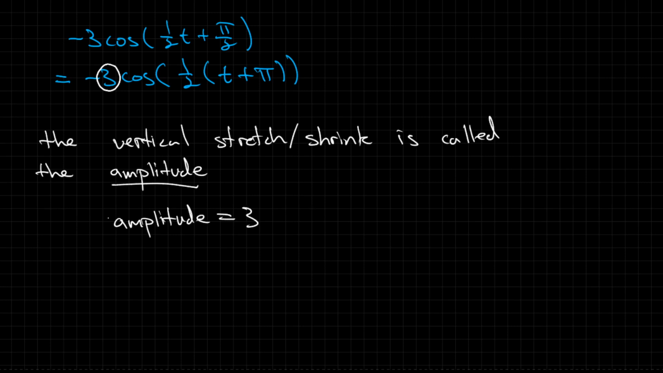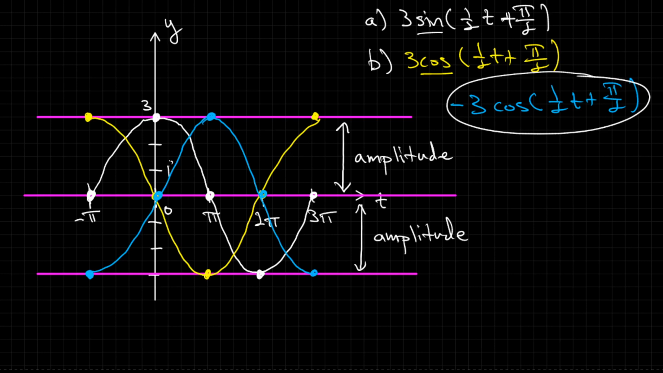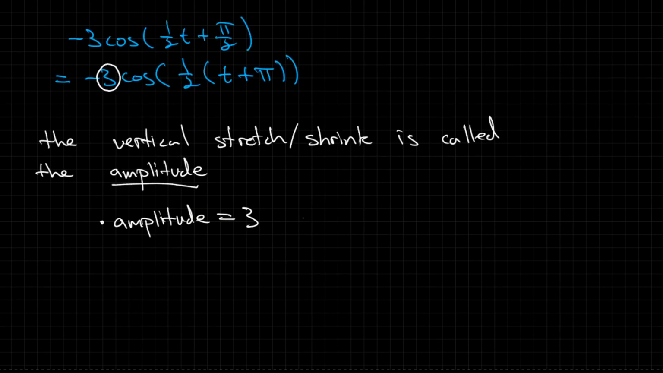And what the amplitude represents graphically, if we go back, is it's going to be this distance between the midline and the upper and lower lines. And indeed, you can see that the amplitude is 3 because the y values up here are 3 and the y value at the midline is 0. So the distance between 0 and 3 is in fact 3.